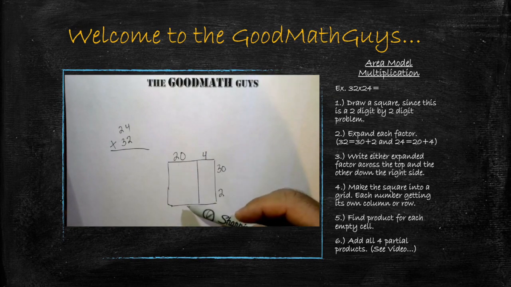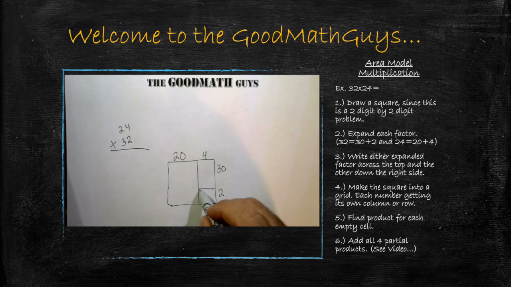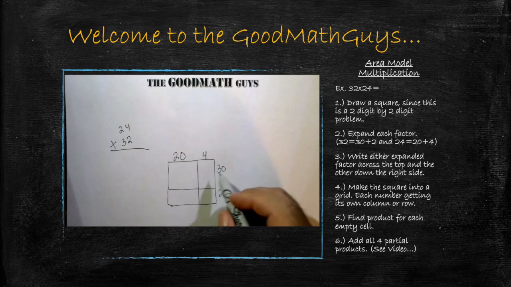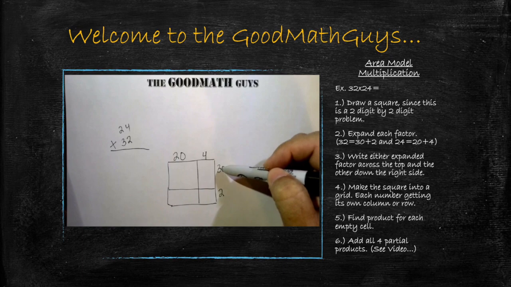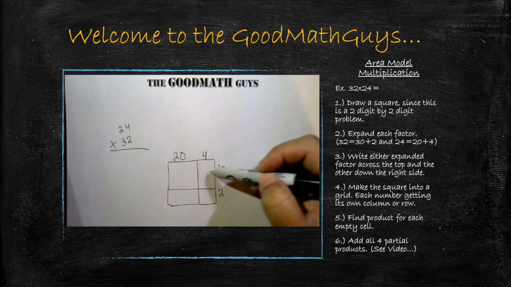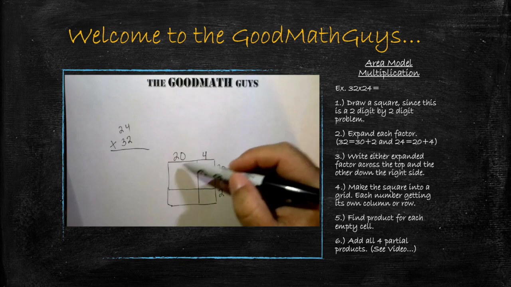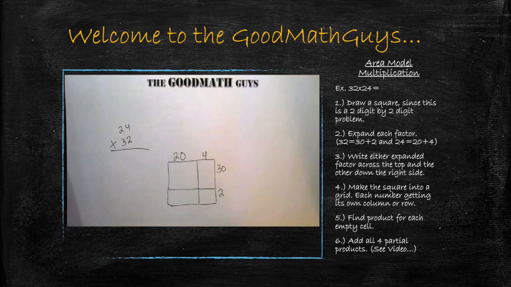This is the column for the 20. This is the column for the 4, and then here you're going to split this into a row for the 2 and a row for the 30. All you do now, just like any multiplication grid you've ever seen, is you just multiply here and here to get this product, multiply here and here to get this product, here and here to get this product, and then here and here to get this product.